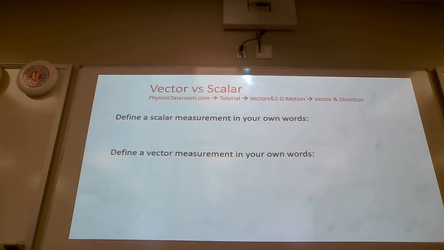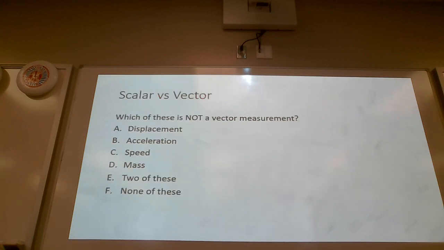All right, quick review. Scalar measurement is one that just has magnitude, does not have direction, it's just a number, versus a vector measurement is one that has both magnitude and direction, communicates how much and in which way. Good with that? So, pretty sure those are definitions that you already knew. Give that one a shot.